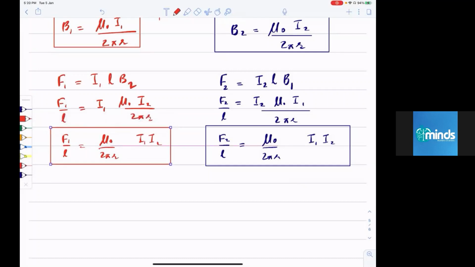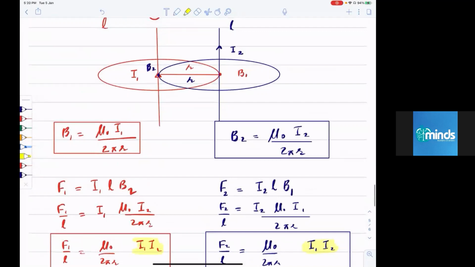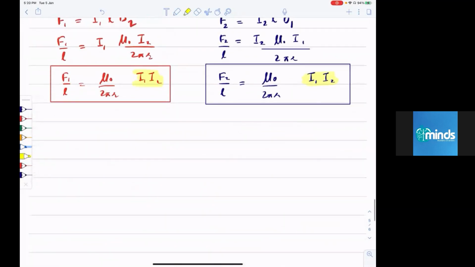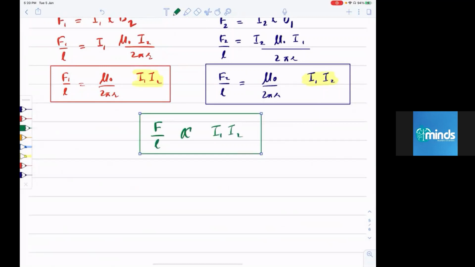So it means that force per unit length actually depends upon the product of I1 and I2. Because mu naught over 2 pi R will always remain the same, since the distance of the first wire from the second wire and the distance of the second wire from the first wire are actually the same thing. So the force per unit length is proportional to I1 I2. Isn't it exactly like force proportional to the product of the charges? So 10 coulomb will exert the same force on 20 coulomb as 20 coulomb exerts on 10 coulomb. Is it making sense?